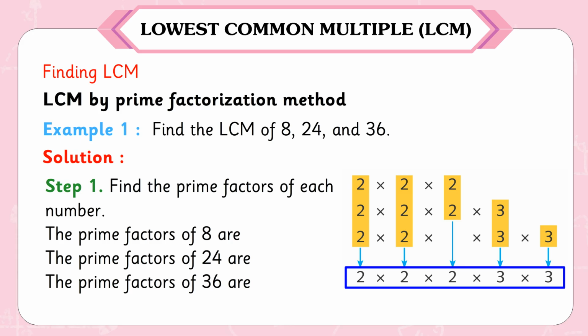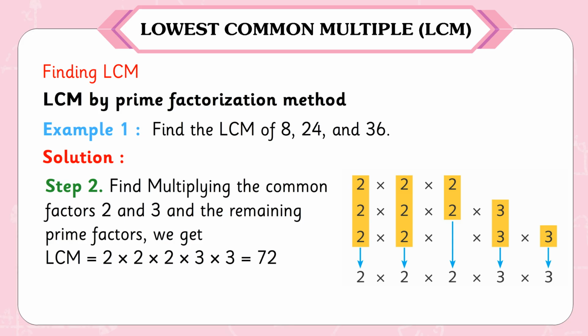2 into 2 into 2 into 3 into 3. Step 2. Multiplying the common factors 2 and 3 and the remaining prime factors, we get LCM is equal to 2 into 2 into 2 into 3 into 3 is equal to 72.